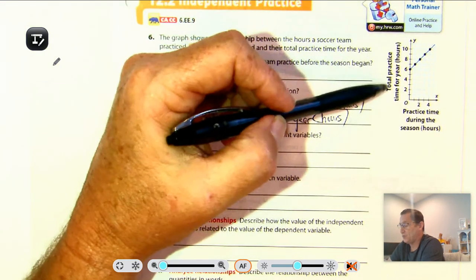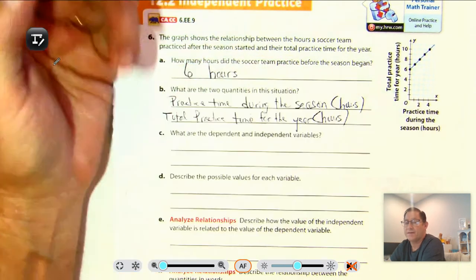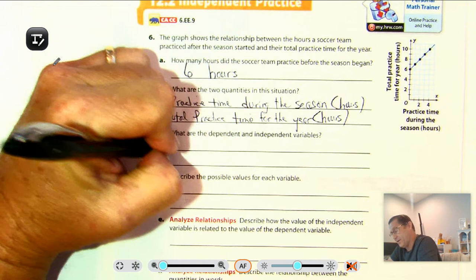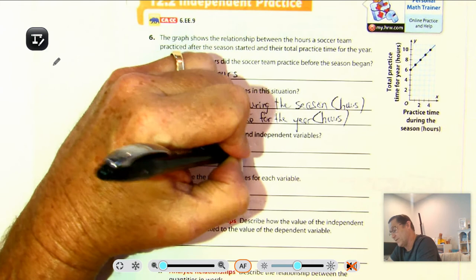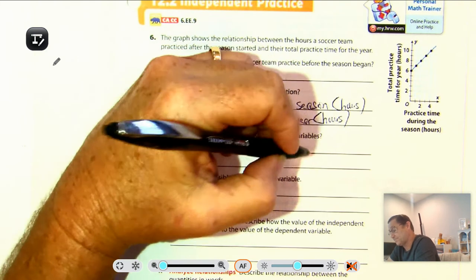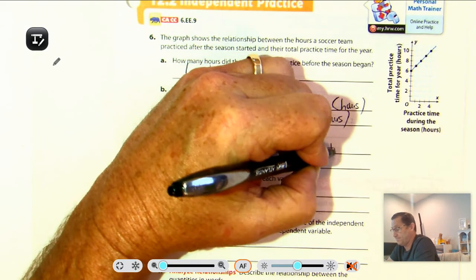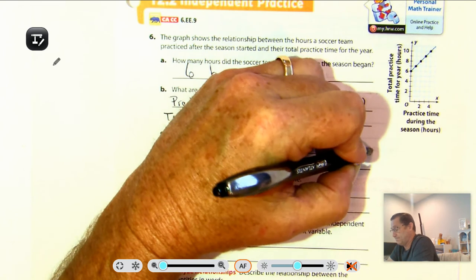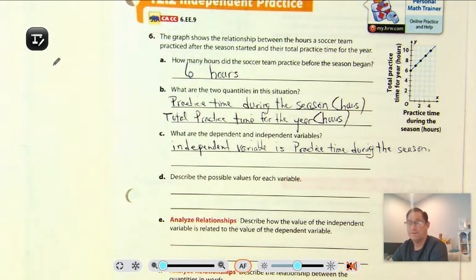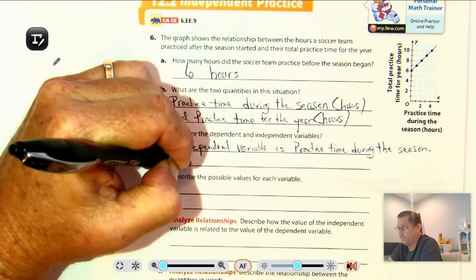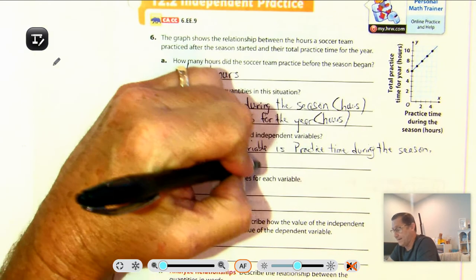Well, again, the only way that the total amount of practice is going to increase from 6 is if they increase their number of hours practiced during the season. So the independent variable, in other words, the variable that can change, is practice time during season. Which makes the dependent variable the total practice time.